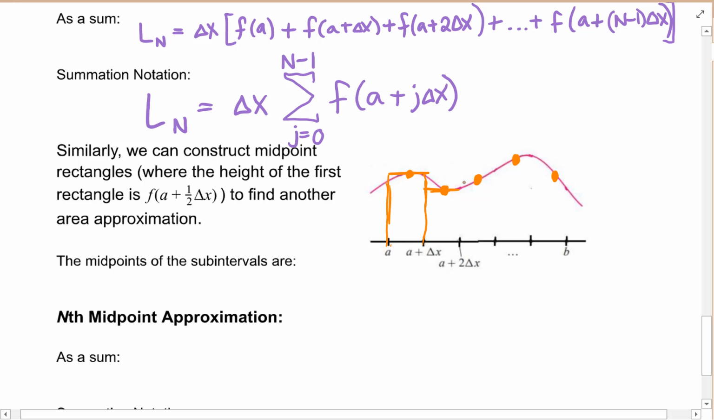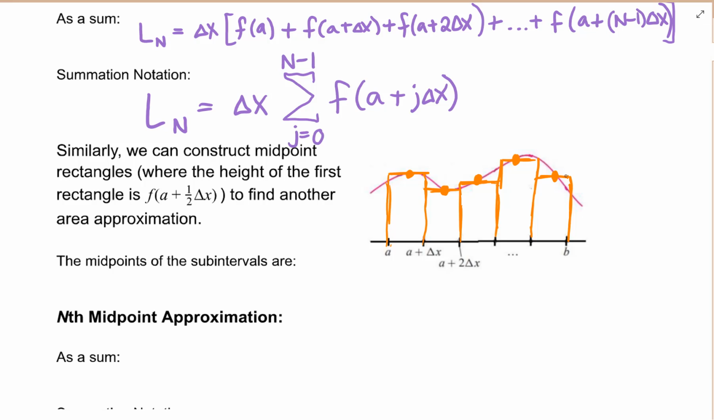So you can build a kind of a horizontal line through each of these points. And from there, get your midpoint rectangles. That seems like it might even be a better approximation of the area. The midpoints of the subintervals are, well, they're right here, and here, and here, and here, and here.